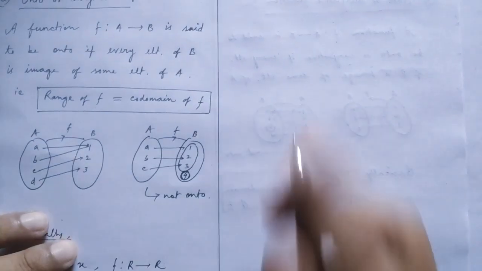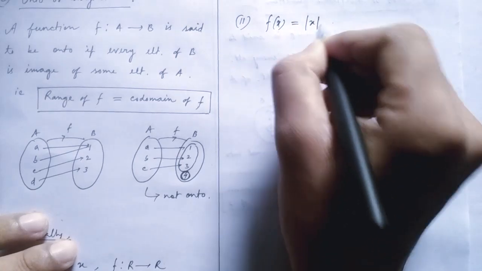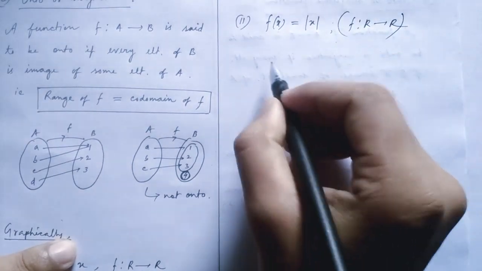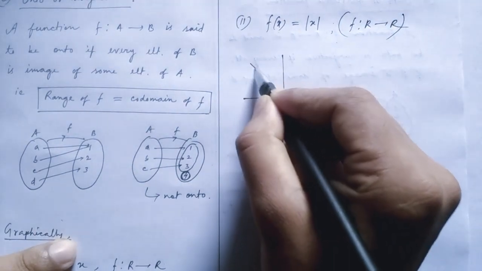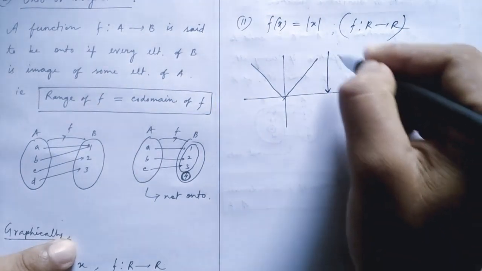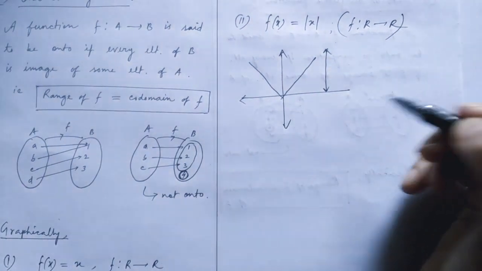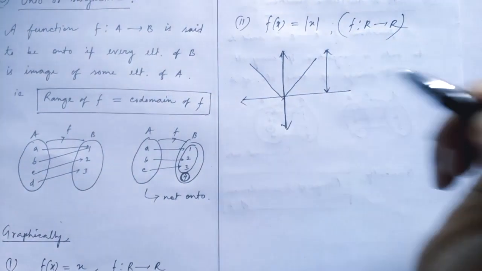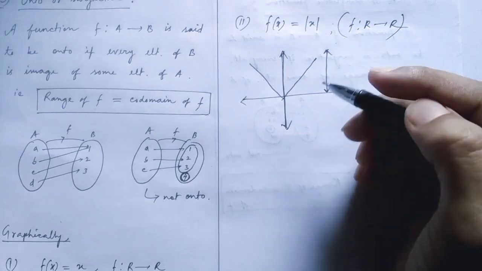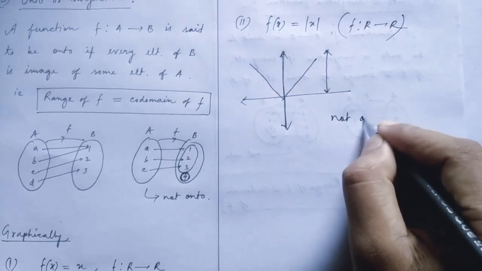Again I take another example. Suppose f(x) equal modulus x, which is also from R to R. If you draw the graph, it is like this. So here the range portion is this portion, and the codomain is the whole y-axis, the complete line. So here the range and the codomain are not the same, so this is not onto.